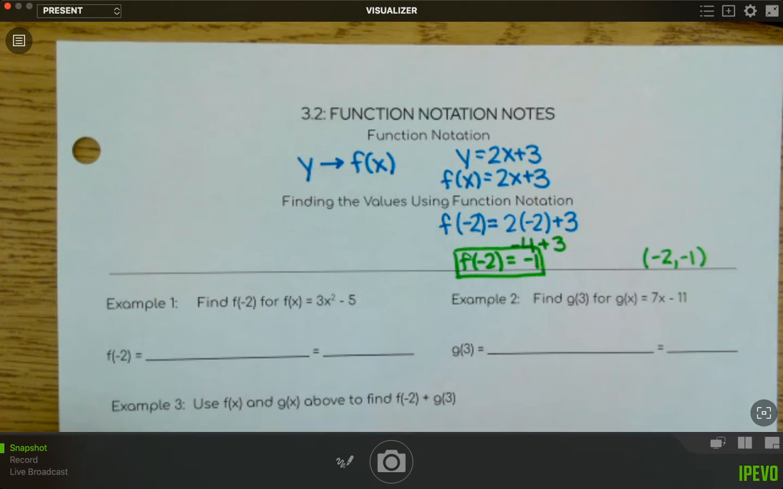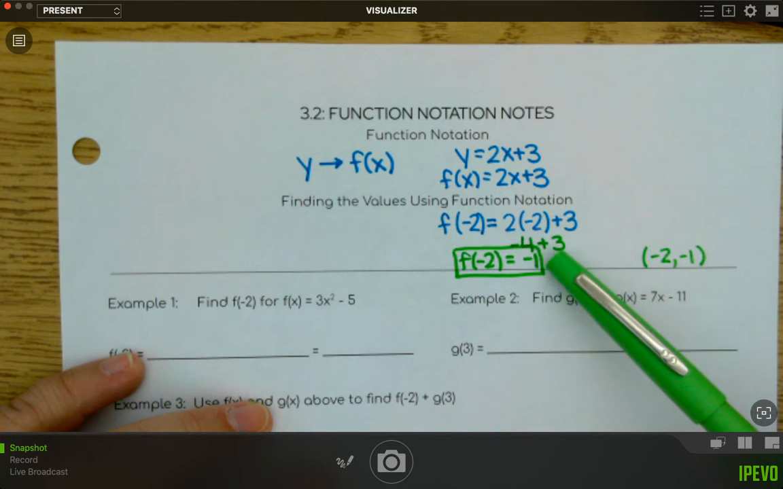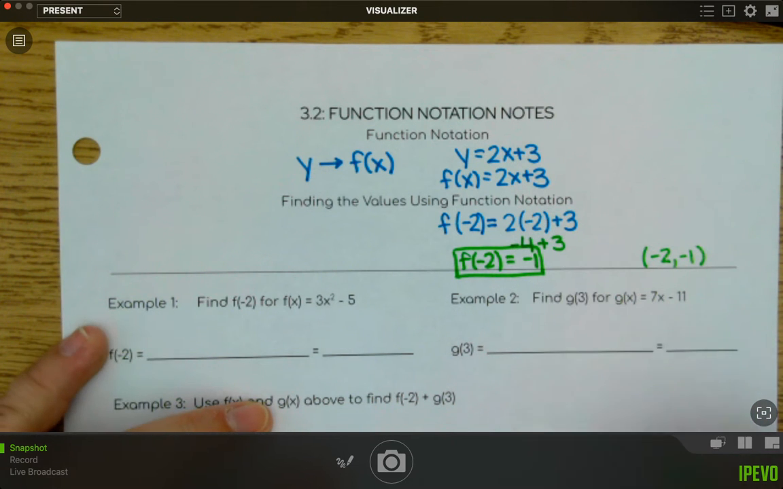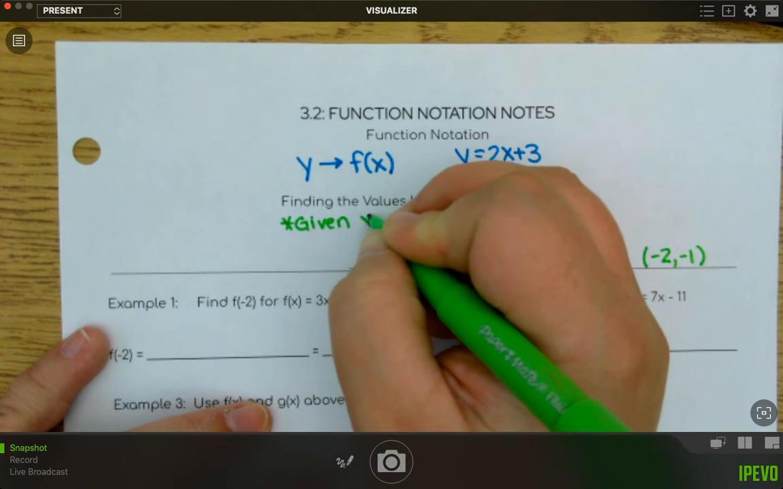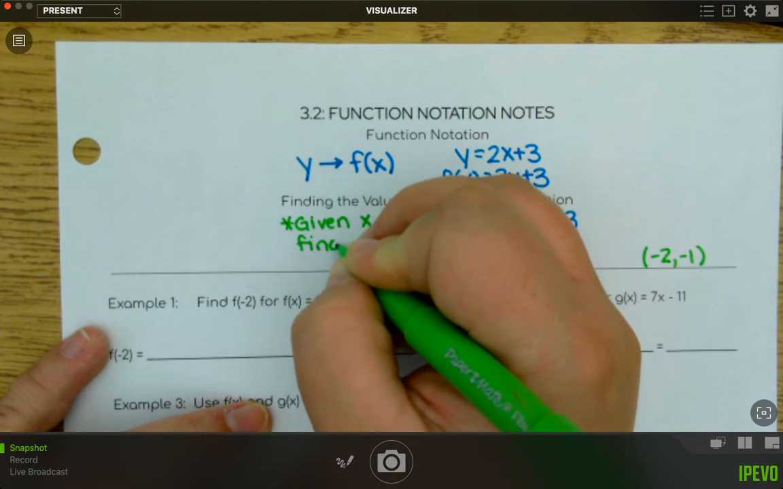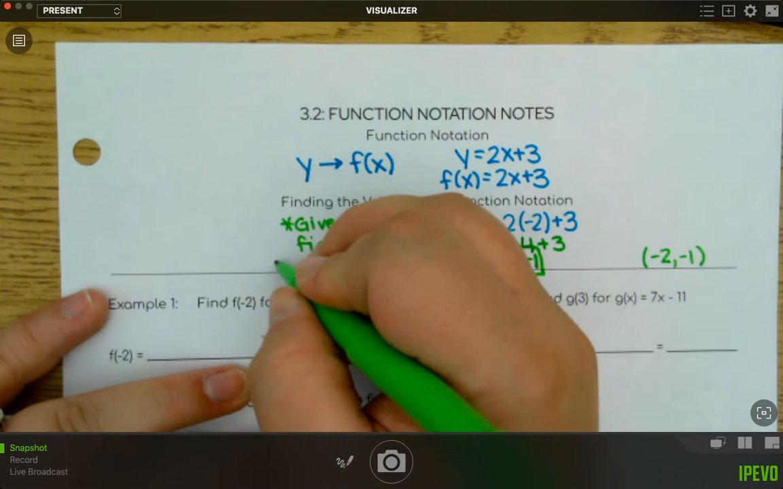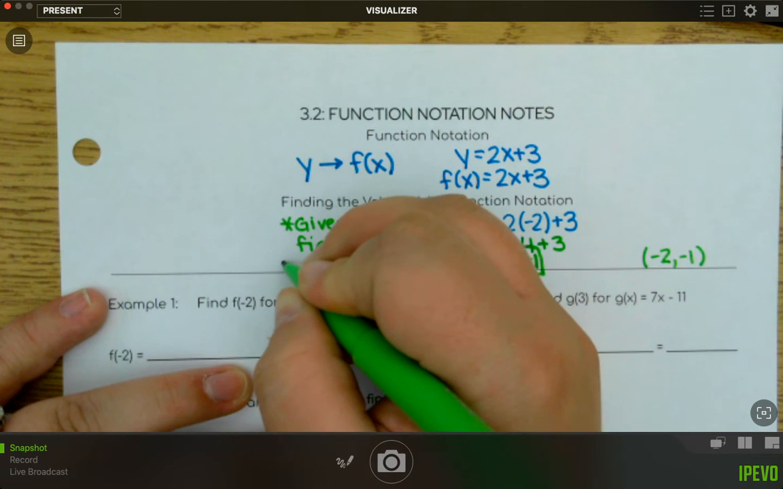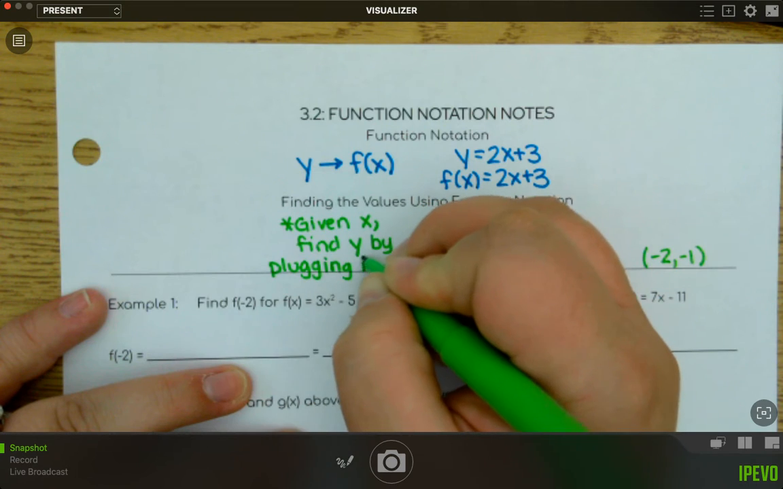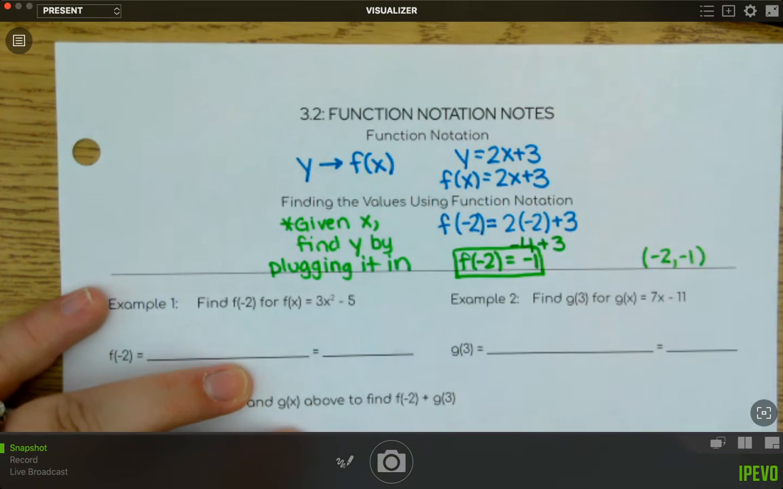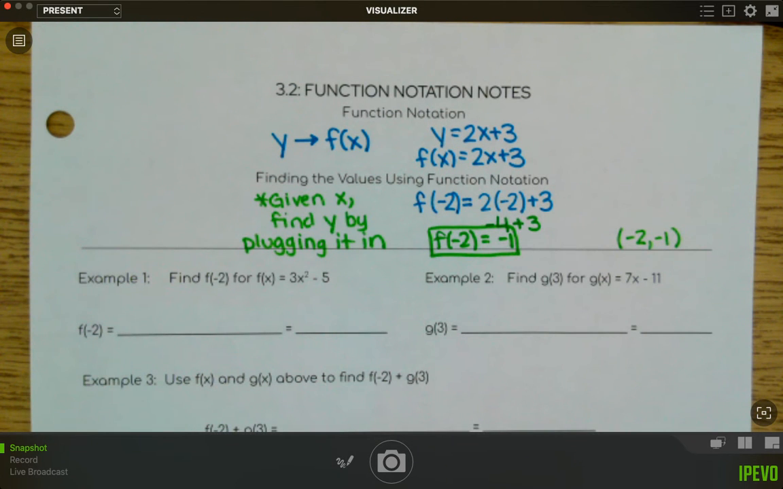Okay? You are plugging the number that is in the parentheses in for x, like this, to find out what the y value is. So basically it's going to give you x, and your job is to find y. So given the x value, find y by plugging it in. Okay, so I call this the GLADE lesson. Plug it in, plug it in.